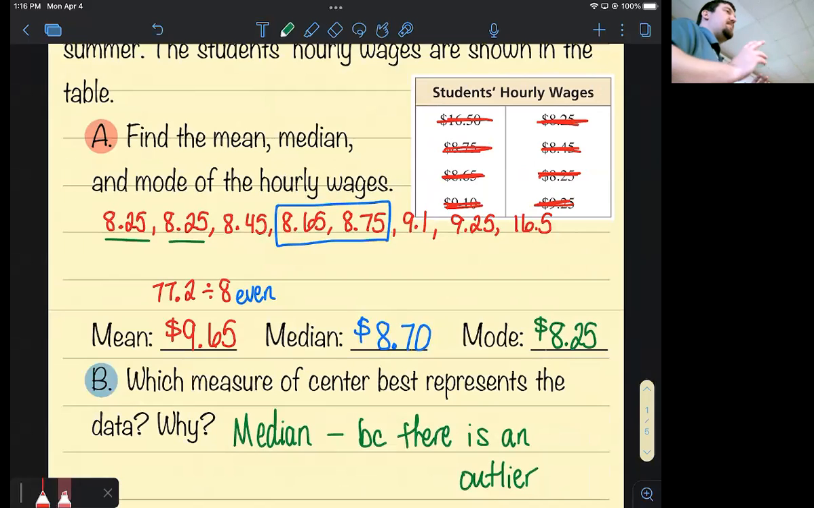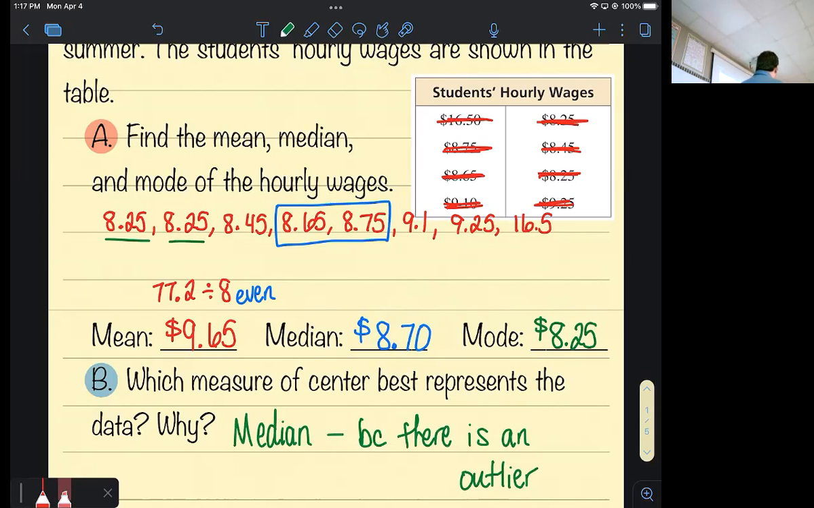So the reason the mean is not in the middle is because the mean has been pulled up by this outlier, that's $16.50 up there. By no means should $9.65 be in the middle of our data. Now, the funny thing is, it is the mean. It is in the middle of that data.